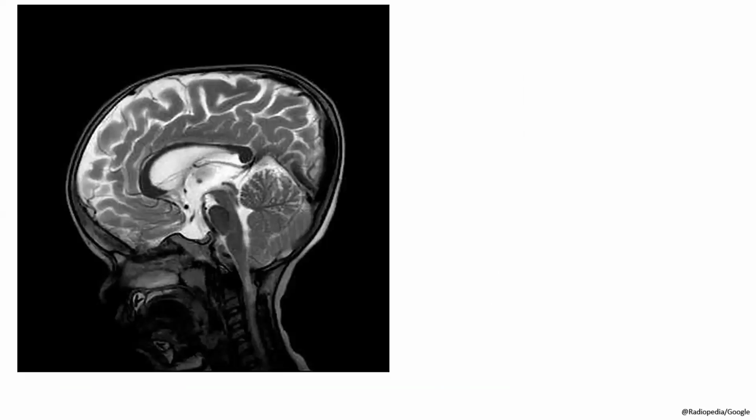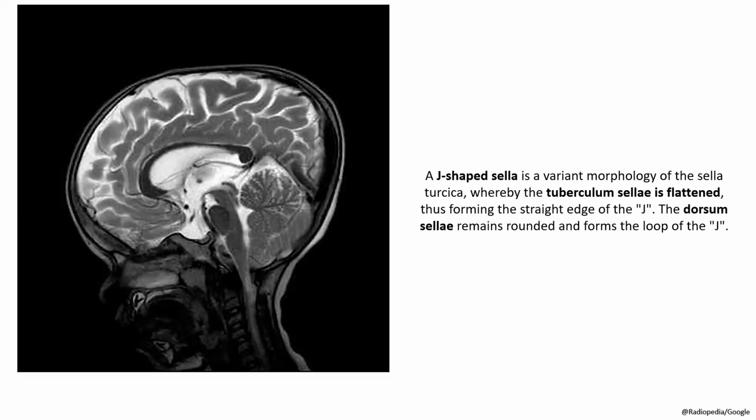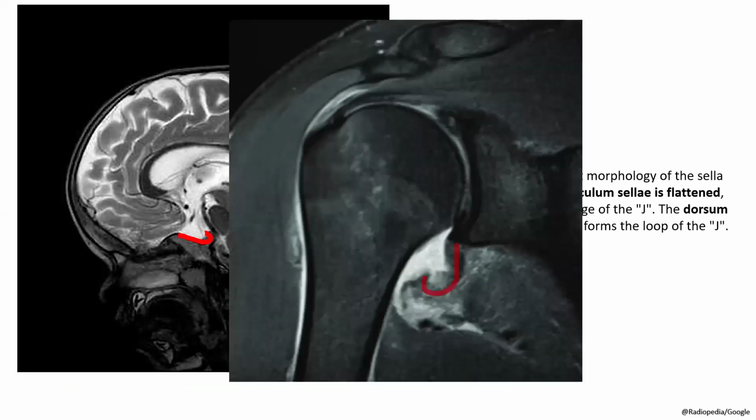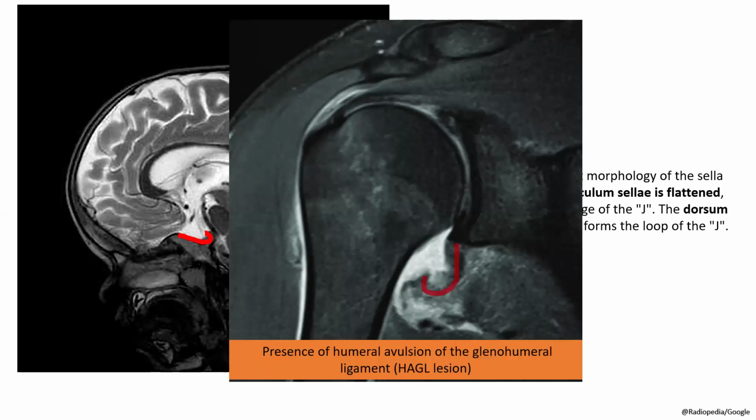What is happening here? So this is a pediatric brain sagittal image which is showing J-shaped sella. So here you can see the sella is shaped like a J, and it is because of flattening of tuberculum sella, which forms the straight edge of J, and dorsum sella, which remains rounded and forms the loop of the J. So this is J-shaped sella. This is a J sign which is seen in humeral avulsion of inferior glenohumeral ligament, also known as HAGL.